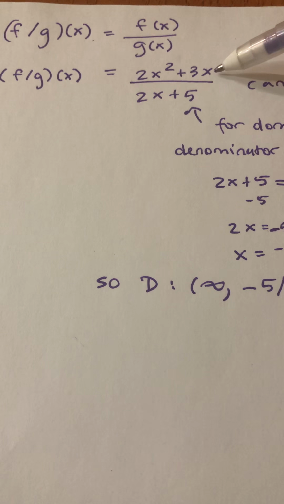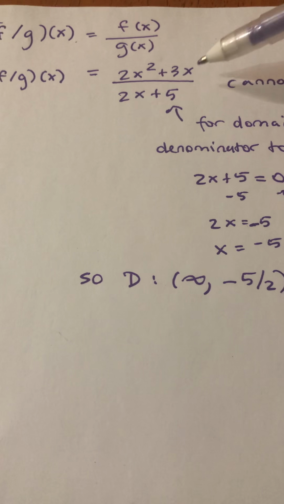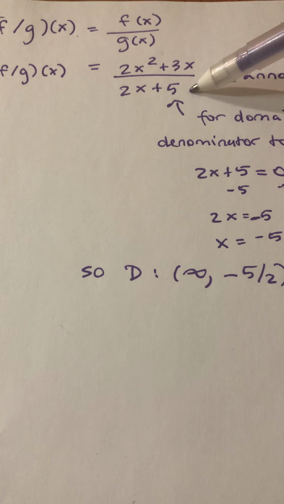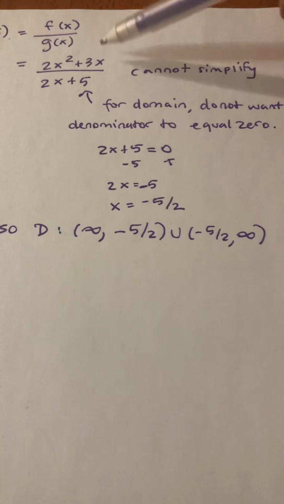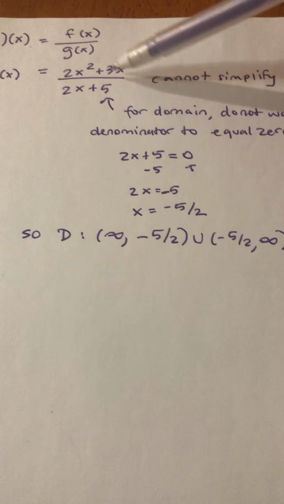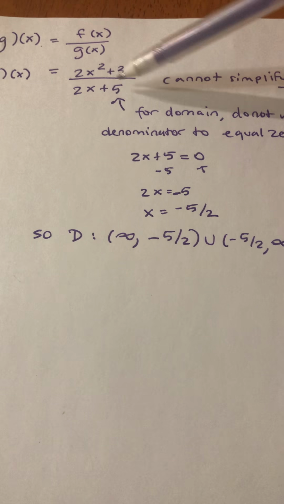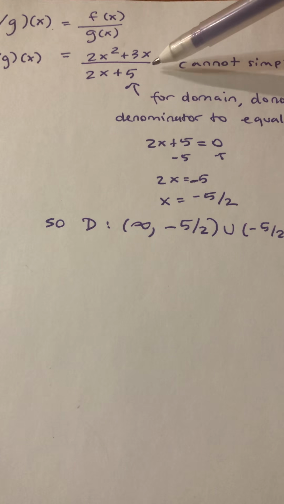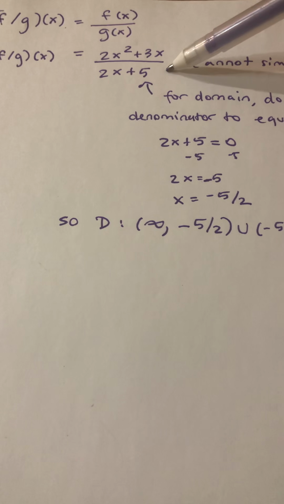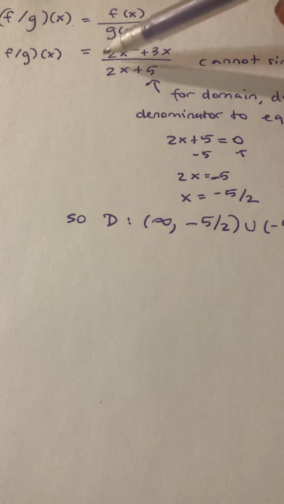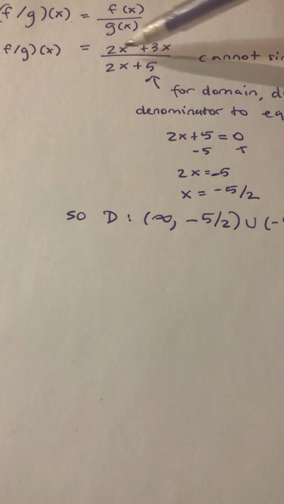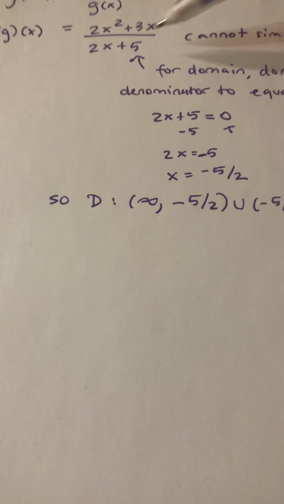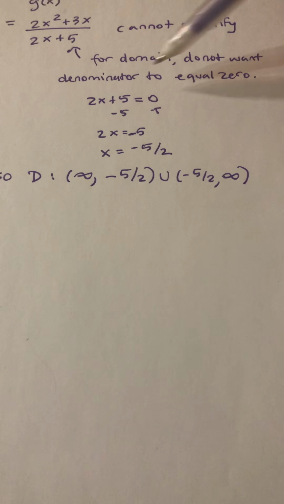When I do that, f of x, as we recall, was 2x squared plus 3x to begin with. g of x was the function 2x plus 5 to begin with. For this particular function, we cannot simplify because we don't have common factors across all four of these terms. This function is a rational function, which means its domain will not necessarily be from negative infinity to positive infinity. As we recall, hopefully, with rational functions, we do not want the denominator to be 0 because we're not allowed to divide by 0. That does not give us a real number output, which would be a violation of our domain. So for our domain, we do not want the denominator to equal 0.